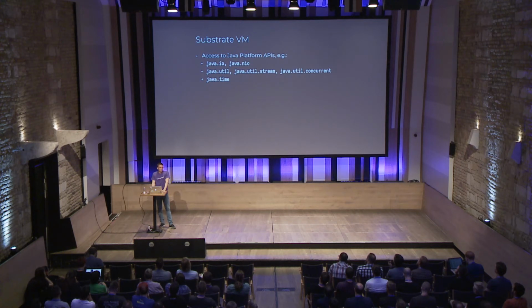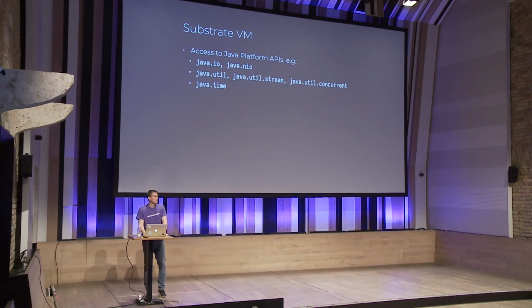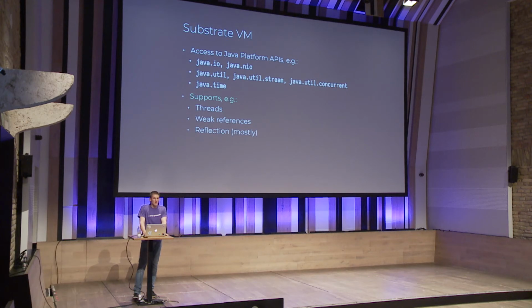You can use packages like IO or non-blocking IO or the time package, streams package, really almost all of the platform APIs. Substrate also supports Java features like threads. So, for example, you can use RxJava with Substrate. I have tried it, it works. The garbage collector in Substrate understands things like weak references, and you can even use reflection. So basically, you can use any JSON library like Jackson or JSON.